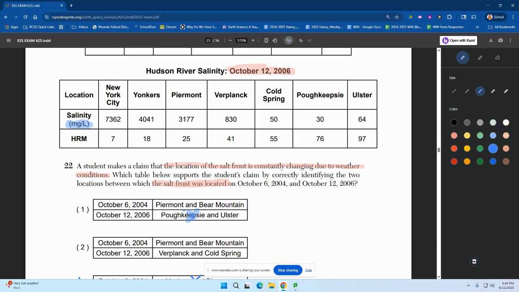And I'm going to go on to my next one just to check it, to make sure I didn't make an error. Verplank is at 830. Cold Spring is 50. So if I was to count from 50 to 830, I would hit 100. So our salt front is between those two locations, and that means our answer is number 2.